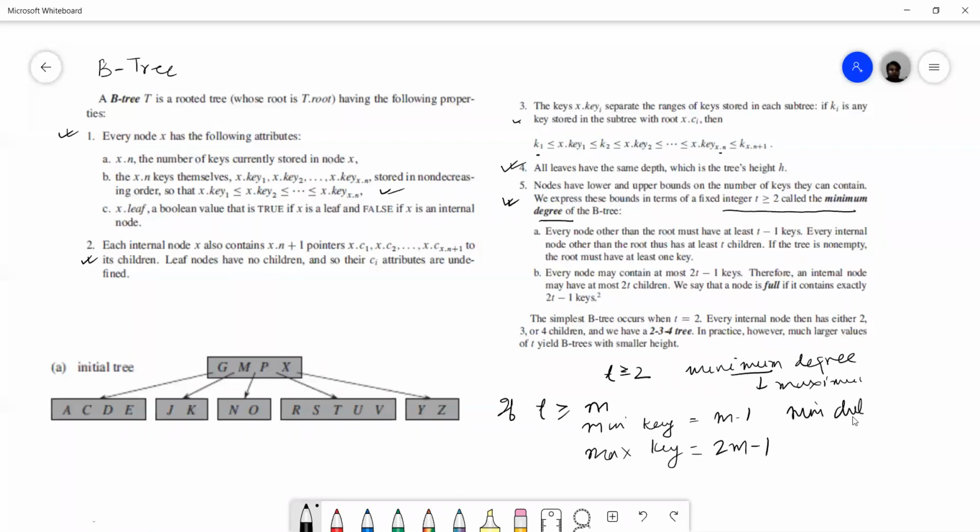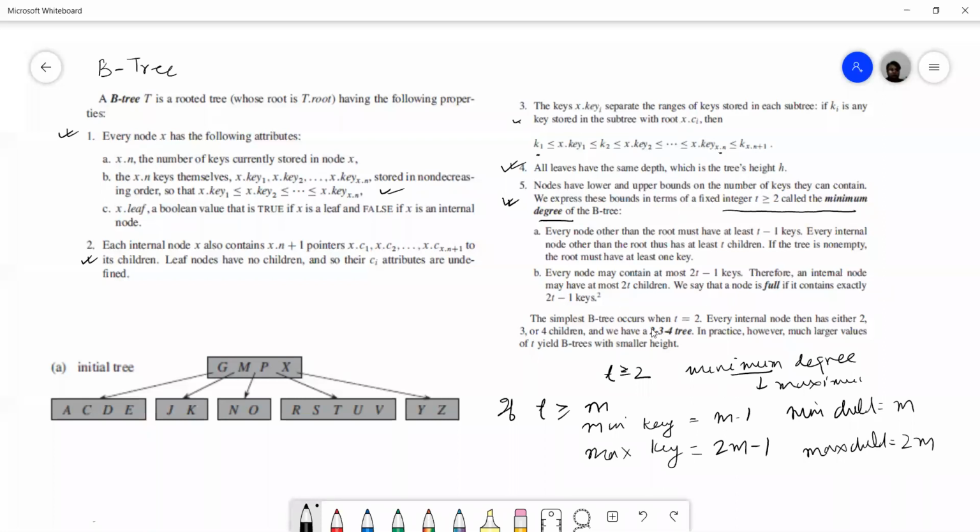Minimum child is equal to m, maximum child is equal to 2m. Is this clear, class? Yes, sir. Okay, so see here also it is written, if t is the minimum degree, then minimum is t minus 1 key, maximum is 2t minus 1 key. So minimum child is t because child is always one greater than the key, and maximum child is 2t.